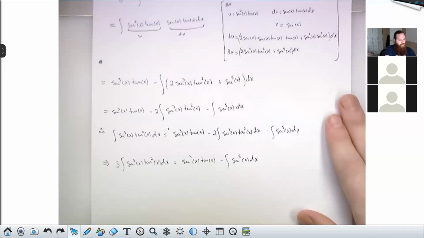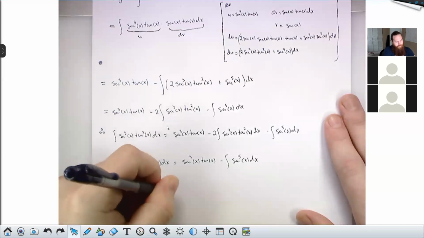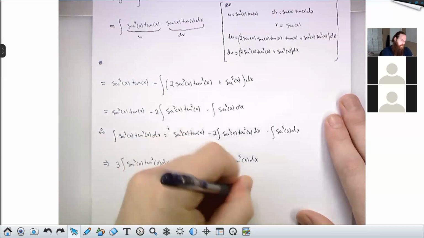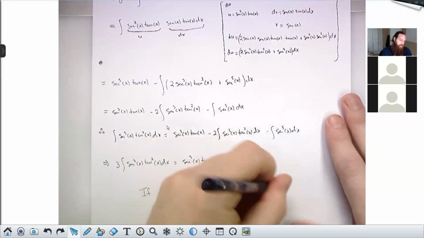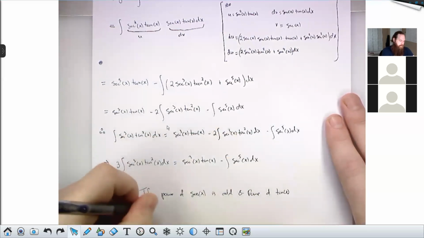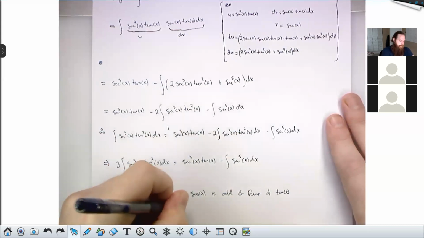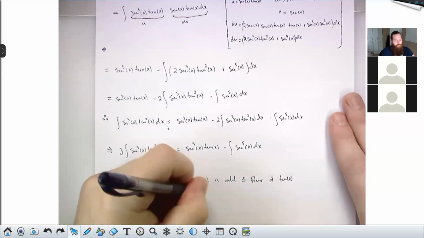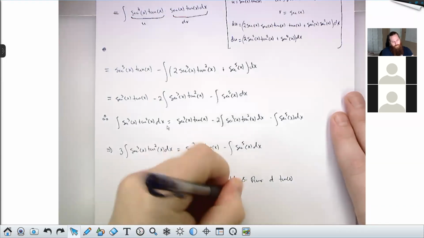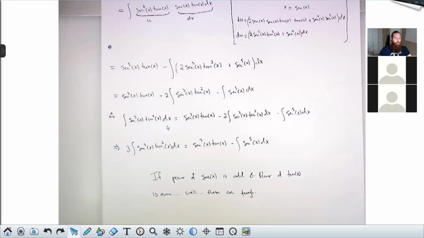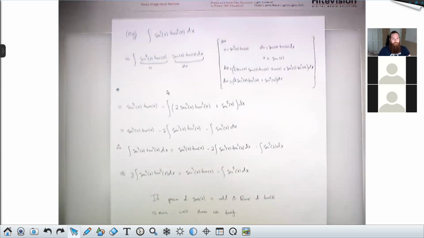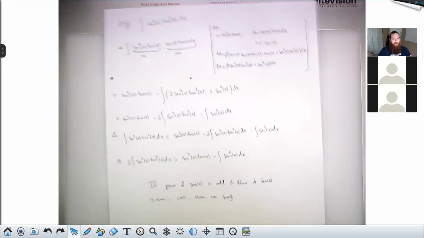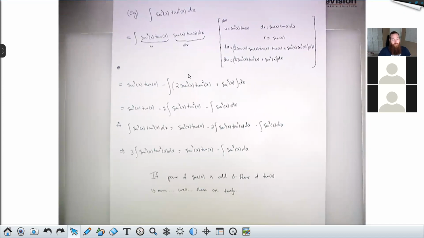So the take-home message here is that if the power of secant is odd and the power of tangent is even, well, yeah, like I said before, put on your big boy pants, cross your fingers. It's tough. These are tough. And the combined powers kind of tell you how tough they will be. So here the combined power is 3 plus 2 is 5. So it's necessarily going to be a long problem.